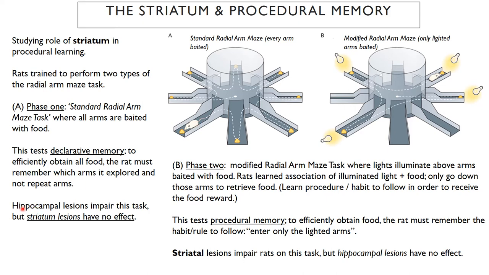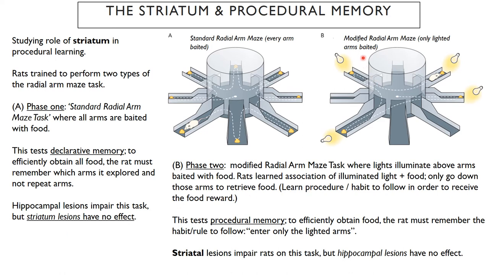If you lesion the hippocampus before a mouse does this task, it impairs their ability to do this task. If you lesion the striatum for this task before they've learned it, it really has no effect. They can learn how to do this task.